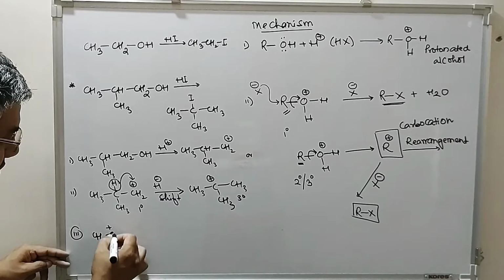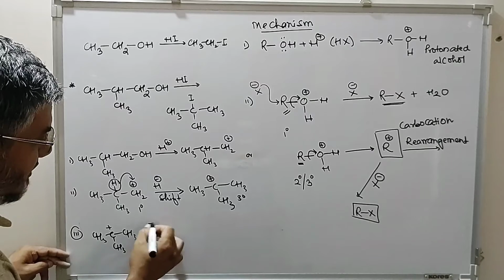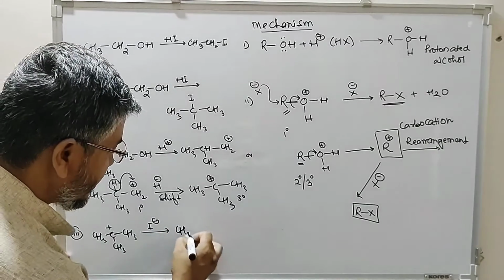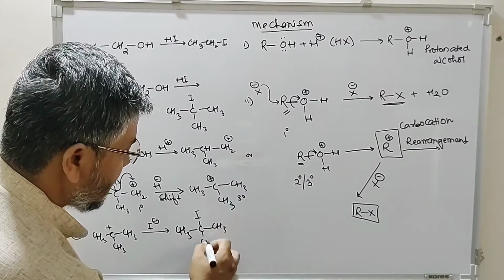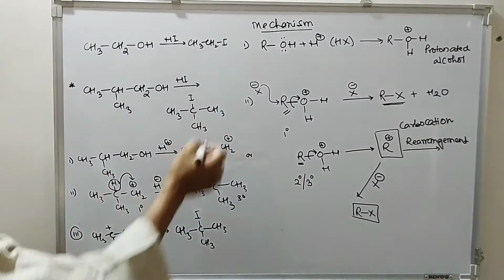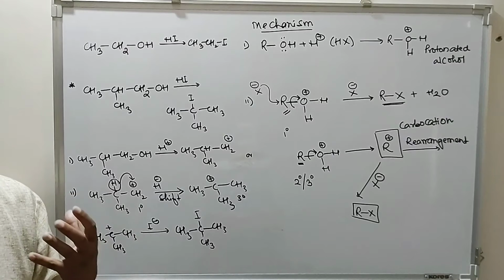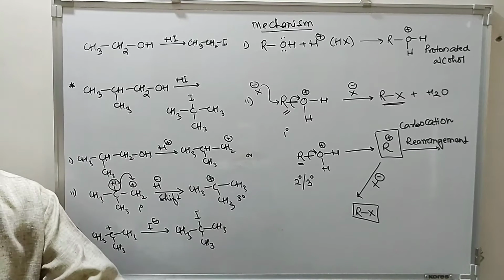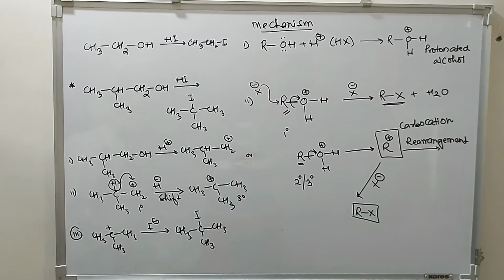And finally this tertiary CH3, C positive, CH3, CH3 combines with I minus, so this is the electrophile, this is the nucleophile. This gives you CH3, CI, CH3, CH3, so this is the product that is formed. So here we have rearrangement of carbocation. Whenever there is a possibility of rearrangement, the carbocation will try to rearrange to a more stable cation. After this, the final product will be formed.